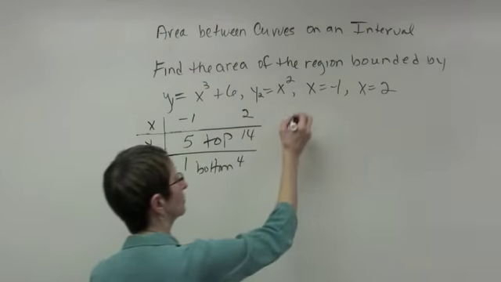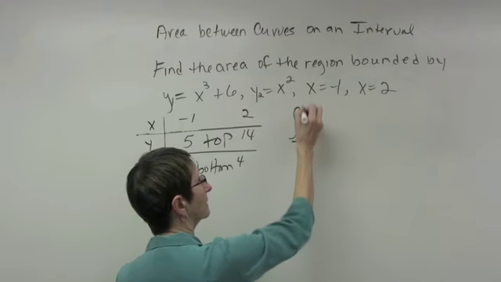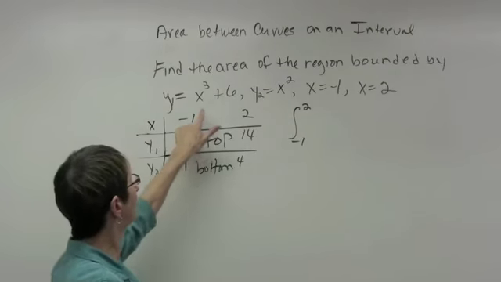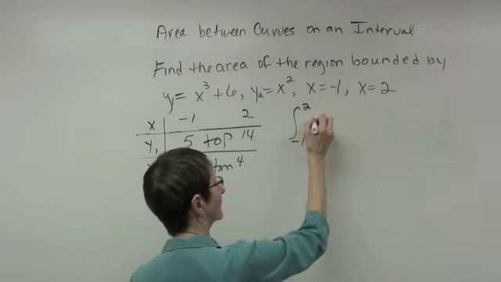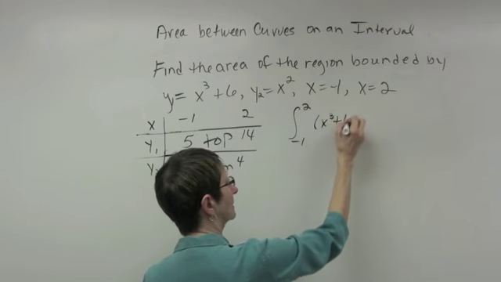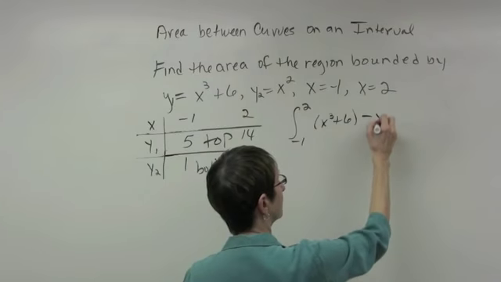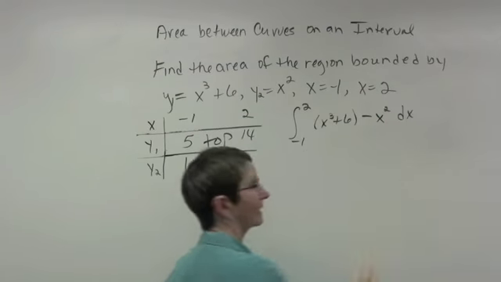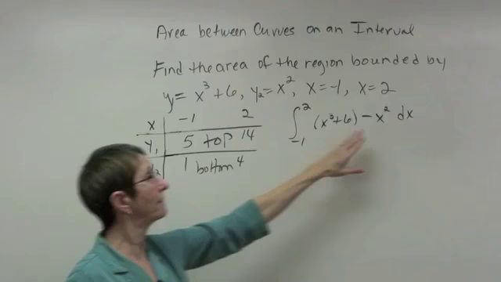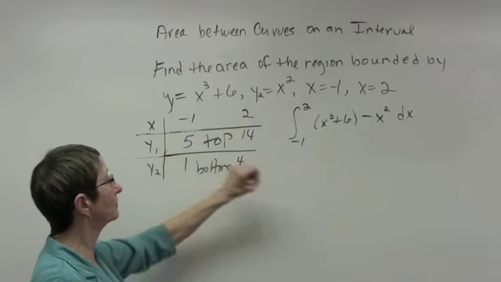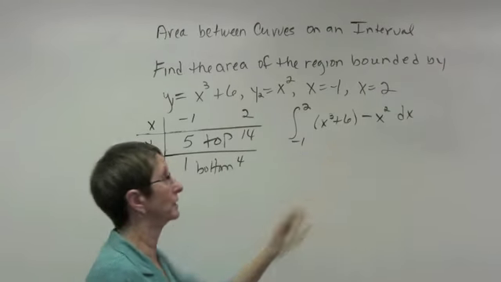And so my integral goes from -1 to 2. The top function is x cubed plus 6. I subtract off the bottom function, which is x squared. And dx gives me my variable x and my width of my interval. And then I can find the value here.